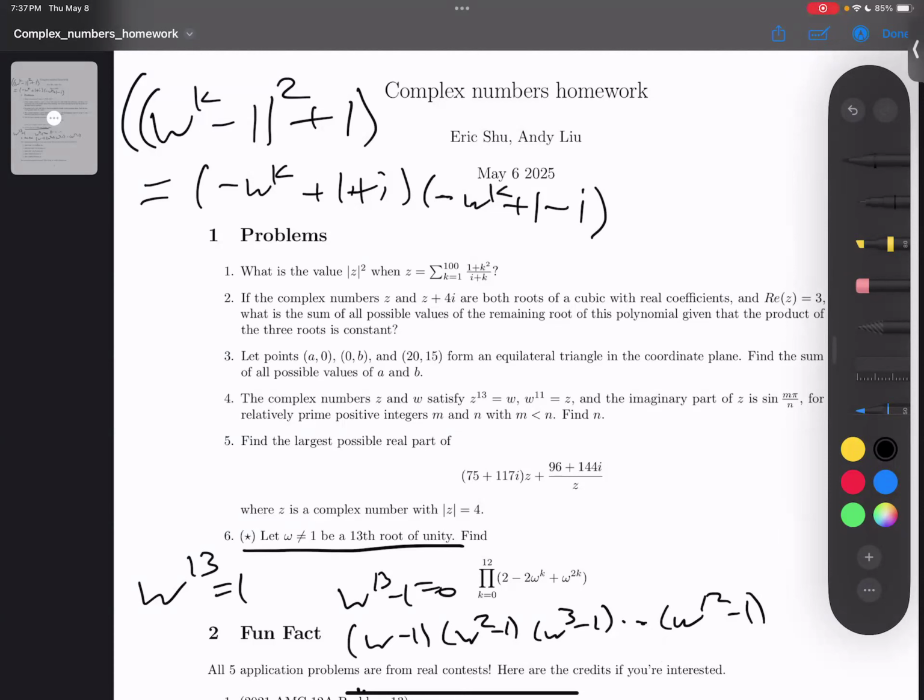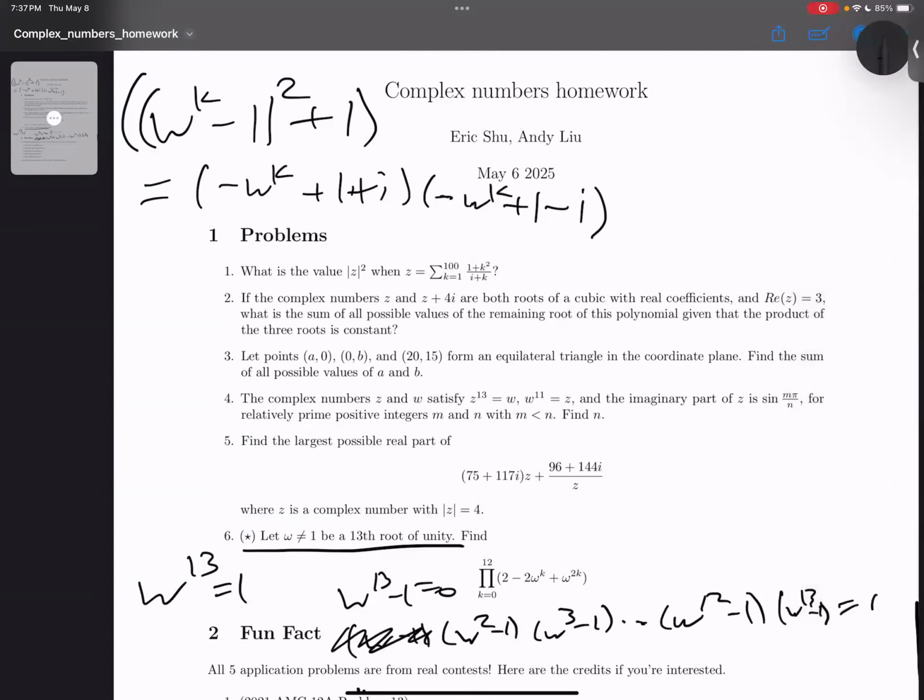And that should wait, is that it? And there's also omega to the 13 minus 1, and that just makes it 0. So yeah, okay, good. Since we know that omega is not equal to 1, we can get rid of this, and we know that this is always equal to 0.